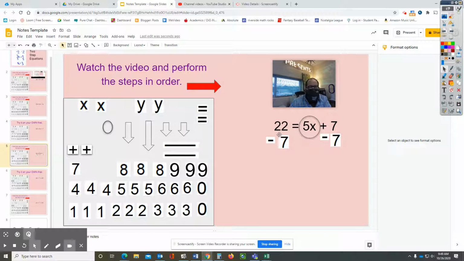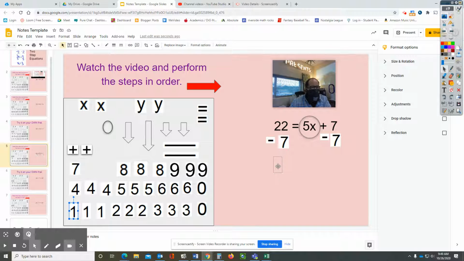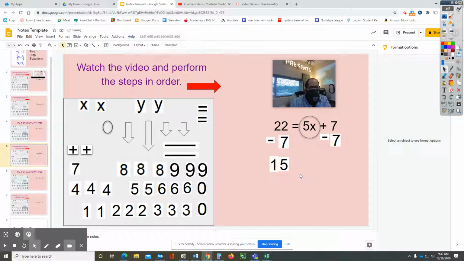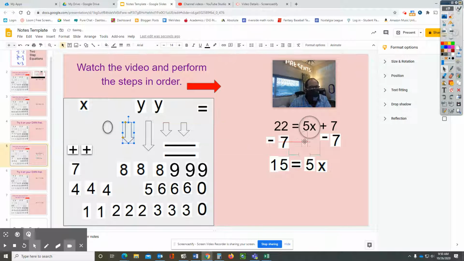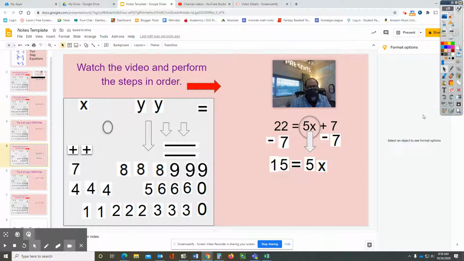But on the left-hand side, I can say 22 minus 7. 22 minus 7 gives me 15. So I'm going to create a 15 here. There's my 15. I haven't used my equal sign, so I can bring down my equal sign here. And I haven't used my 5x, so I'll bring down my 5x over here like this. So I'm bringing everything down that I had up there. So my new problem, again, is 15 equals 5x.